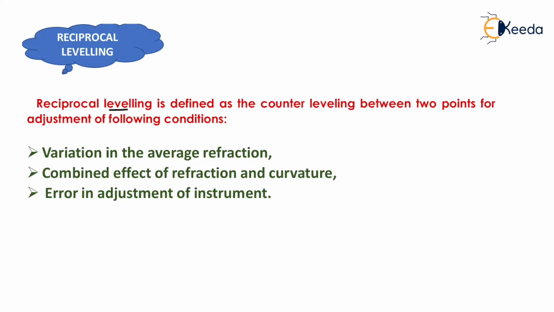Reciprocal leveling is defined as the counter leveling between 2 points for the adjustment of the following conditions. It is generally known as counter leveling to counteract the effect of variation in the average refraction, the combined effect of refraction and curvature, and error in adjustment of the instrument. If there is such an effect, we can counteract it by doing reciprocal leveling.